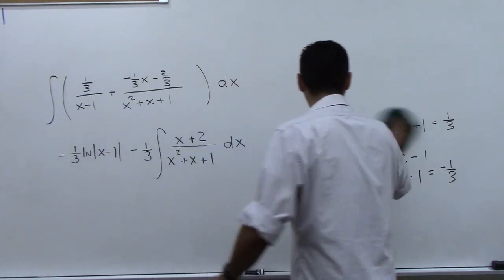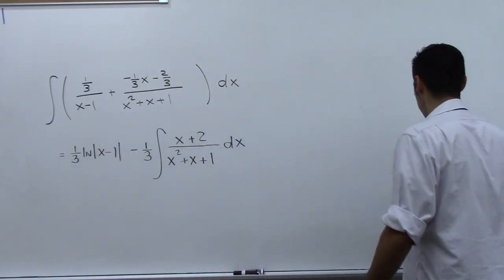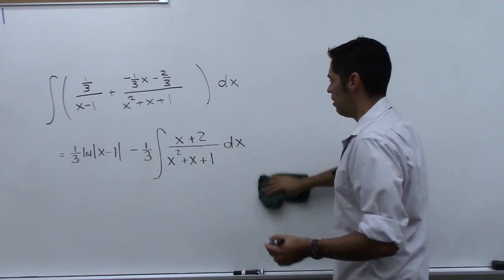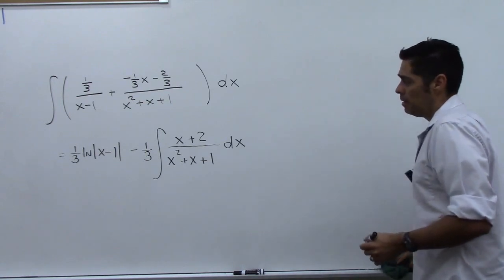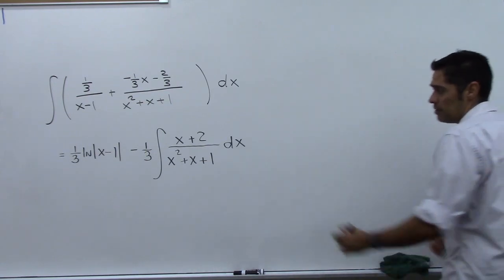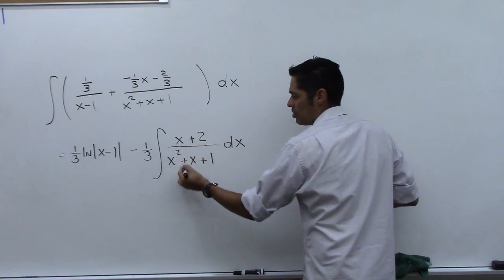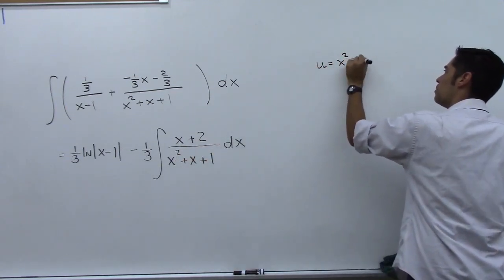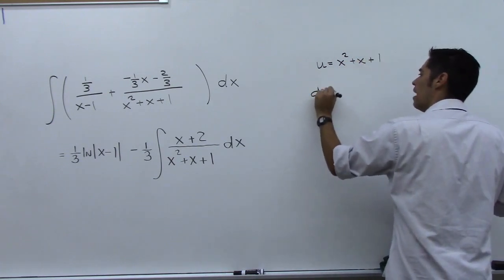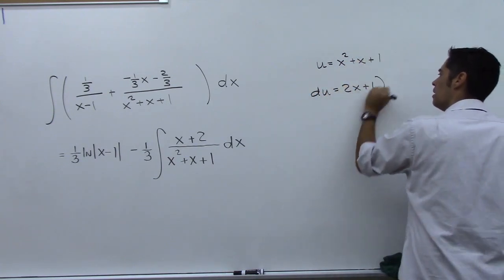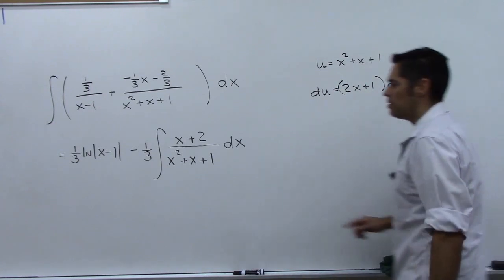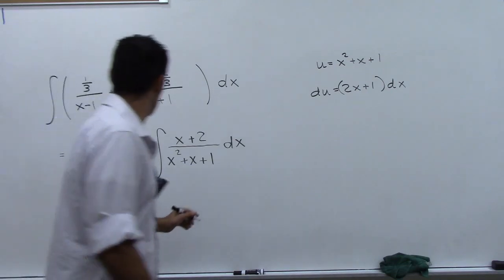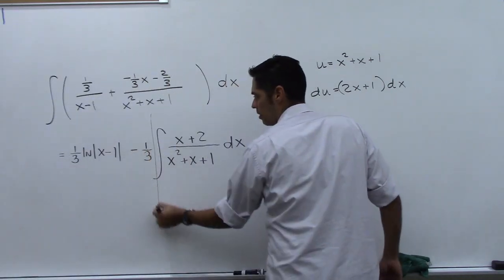So now, we have this situation where we have a linear expression over a quadratic, and so I'm going to play this little game right now, and I'm going to try and get this numerator to match up with the denominator. So I'm going to make a u substitution, x squared plus x plus 1. The derivative of that is 2x plus 1 dx. So I need this to be a 2x plus 1 up here. So what I'm going to do, I'm going to just cut this problem off right here.